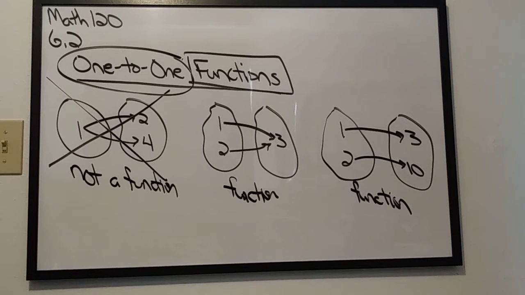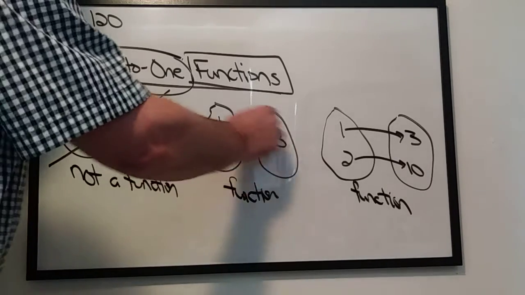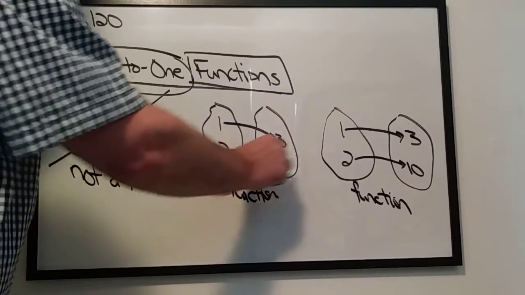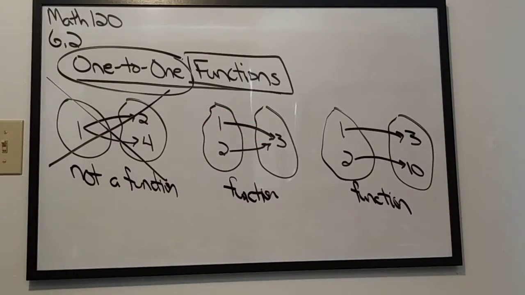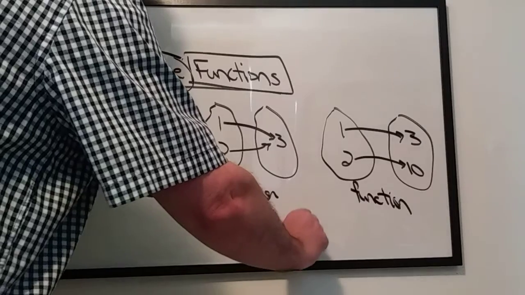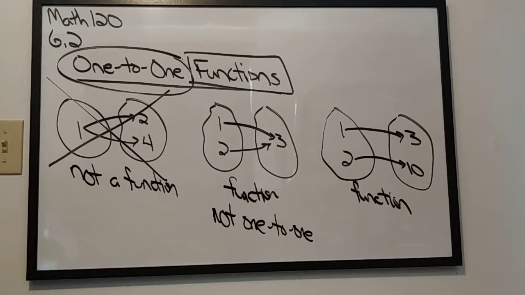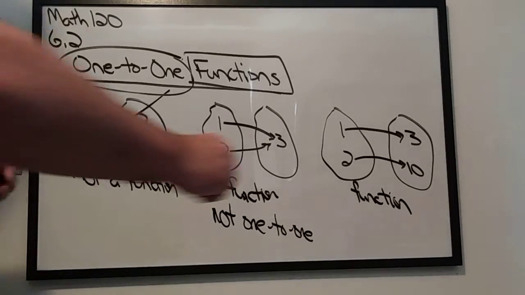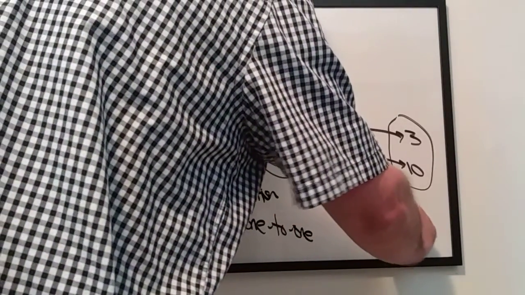Now, in order for something to be one-to-one, if we have two different elements in the domain, they have to be mapped to two different elements in the range. So as you look at this mapping, we have 1 getting mapped to 3, but 2 also gets mapped to 3. That means then that this is not one-to-one. And then as you look at our final function, 1 is getting mapped to 3, 2 is getting mapped to 10, two different x values are getting mapped to two different y values. That's an example of a function that is one-to-one.